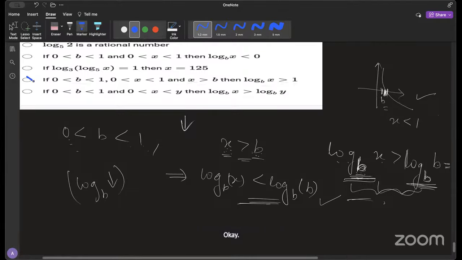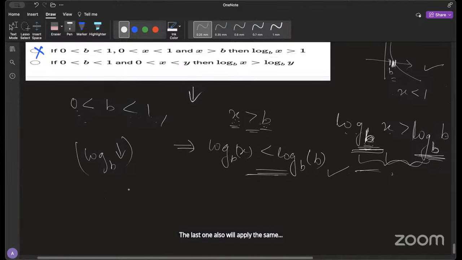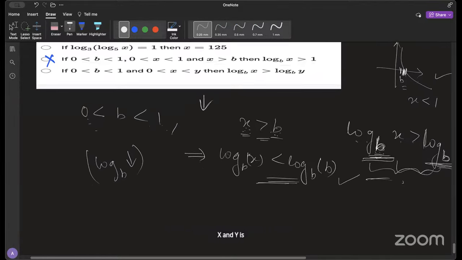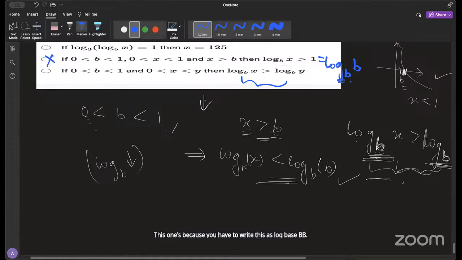Okay, got it. The last one also will apply the same rule, right? You can do that for the last option. Yeah, same thing. Yeah, you can use it. In fact, this one's more clear, because you have to write this as log base b b. This one's just straight up using the increasing, decreasing definition. Is that fine? Yes, got it. Thank you.